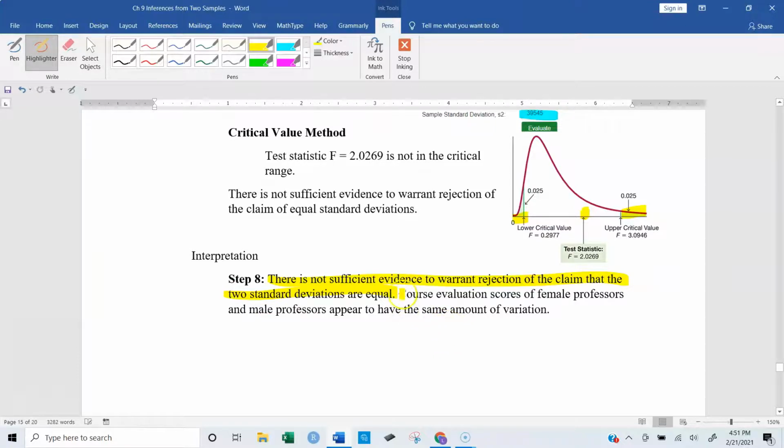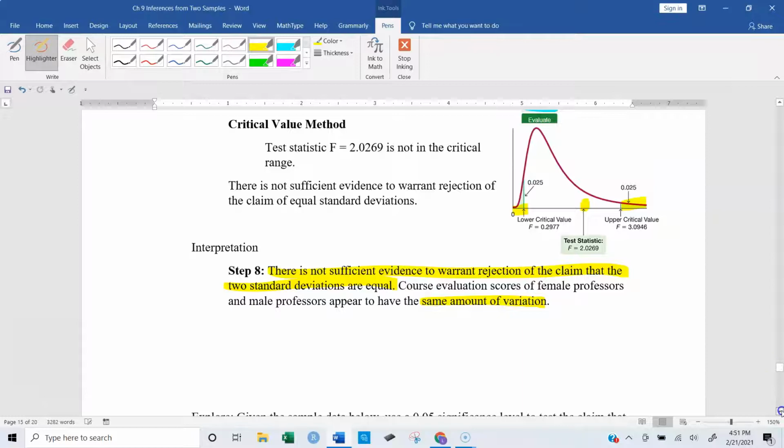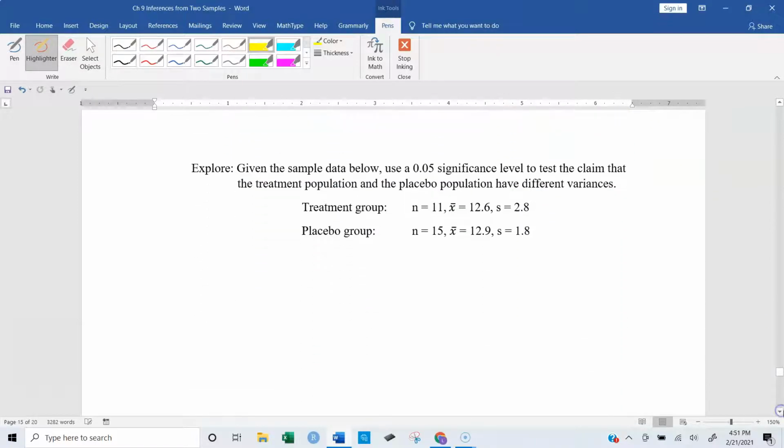So then our course evaluation scores of female and male professors appear to have the same amount of variation. We cannot verify that for sure, but we can say it appears so. We do not have sufficient evidence.